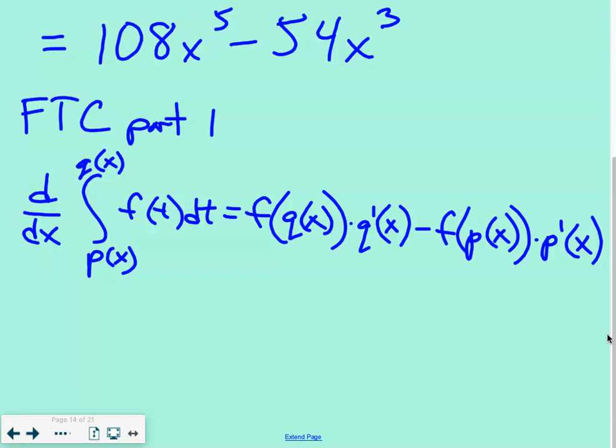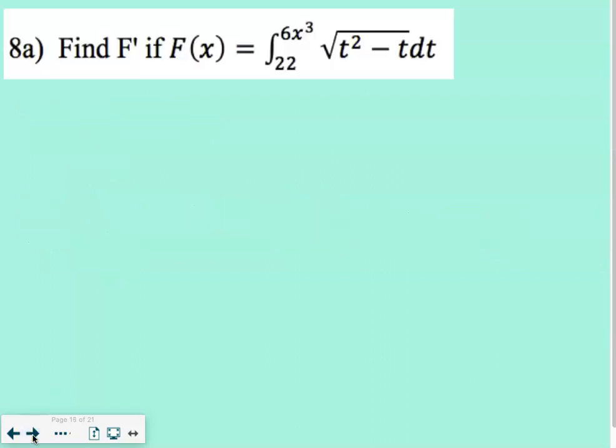You guys already have this in your notes. I don't know if you're rewriting. I see a lot of people copying, but it's in your notes. Okay. All right, you ready to try one? Here we go. Give it a shot.